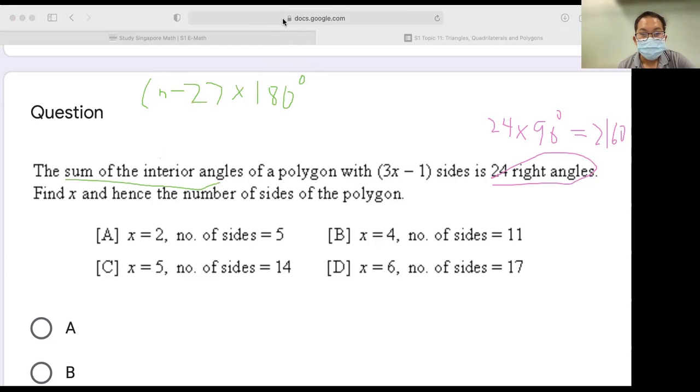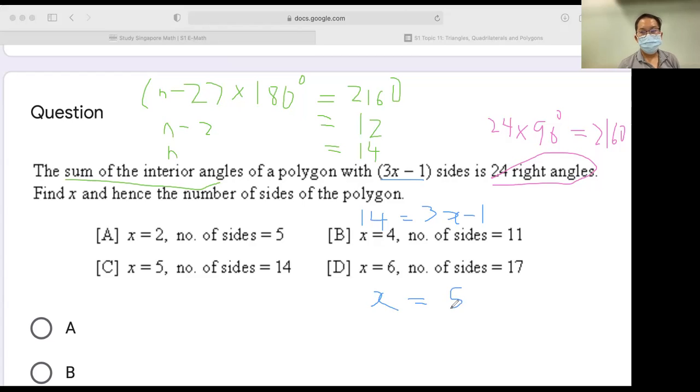In this case, let's equate that to 2160 first. Then you find your n. Your n is 2160 divided by 180, which is 12. So solving for n gives 14. Now we say that the 14 is 3x minus 1. So 14 equals 3x minus 1. Solve for your x, and your x should be 5. So your x is 5 and the number of sides is 14. Good.